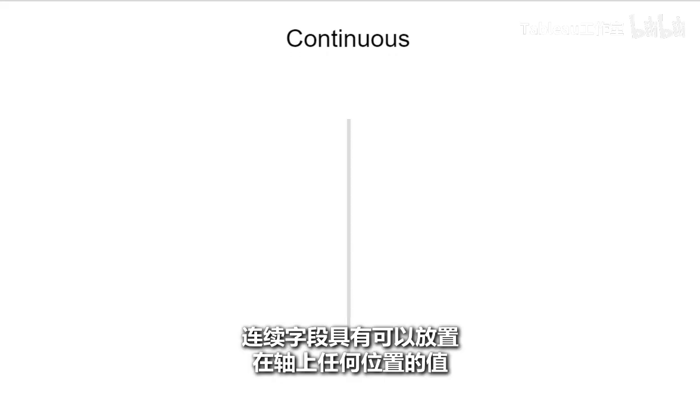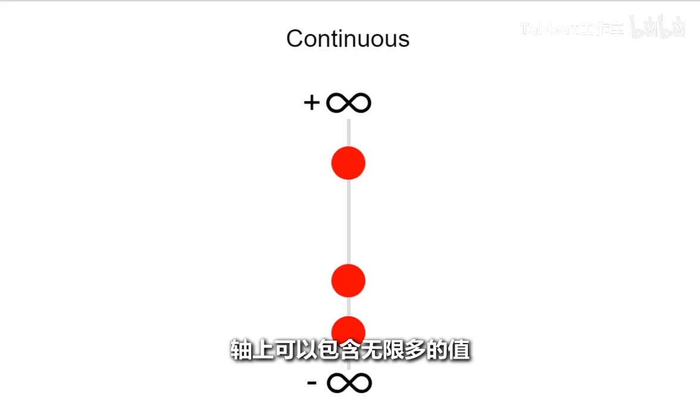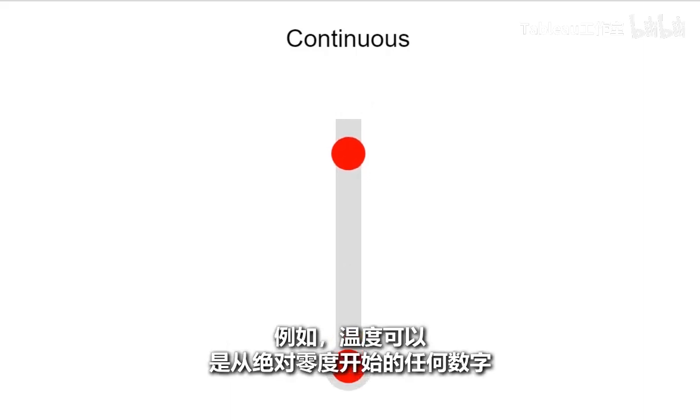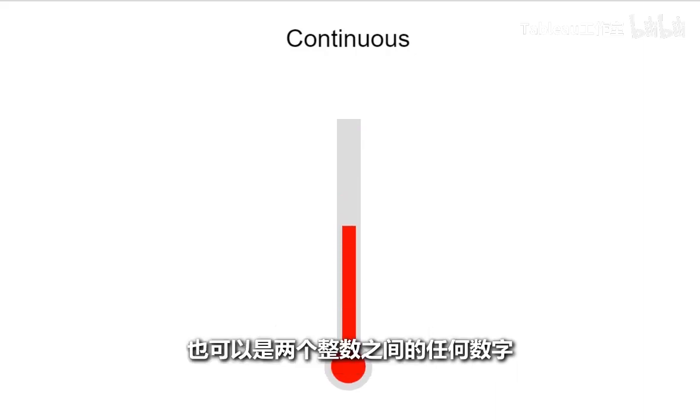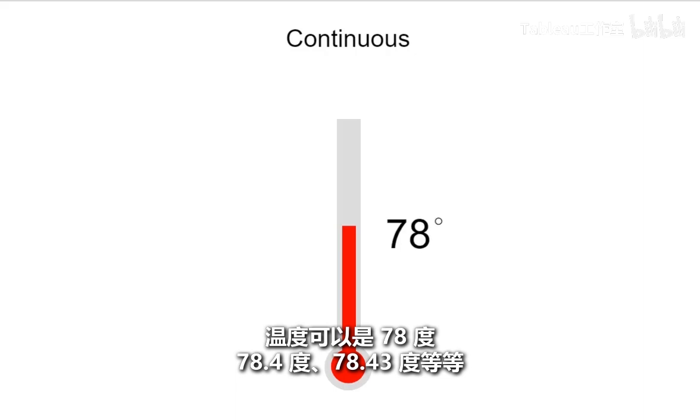Continuous fields have values that can fall anywhere along an axis. This axis can contain an infinite number of values. For example, the temperature can be any number from absolute 0 on up and anywhere in between two integers. The temperature could be 78 degrees, 78.4 degrees, 78.43 degrees, and so on.